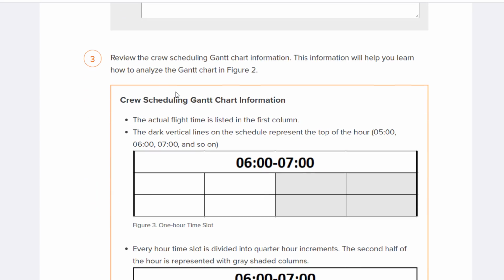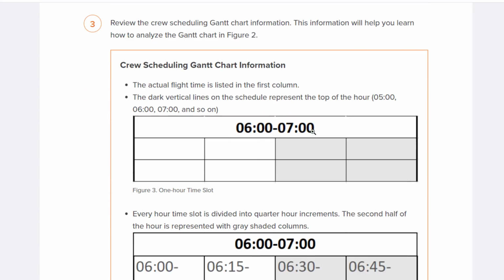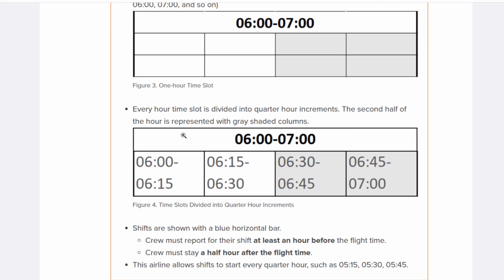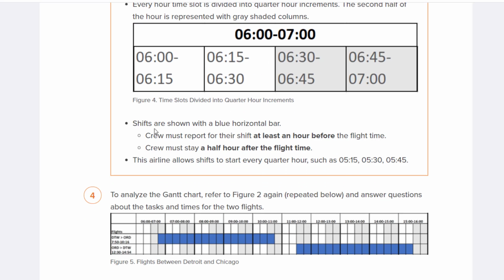Section 3 is quickly mentioning what I talked about with the 0600 and then the 15-minute segments of time. This is called military time, and we'll be using this because this is what pilots use. Shifts are shown with the blue horizontal bar, so that's the entire time of the flight. They have rules that the crew must be there an hour before, and they must stay a half hour after, and once again they show the 15-minute marks, pop, pop, pop.